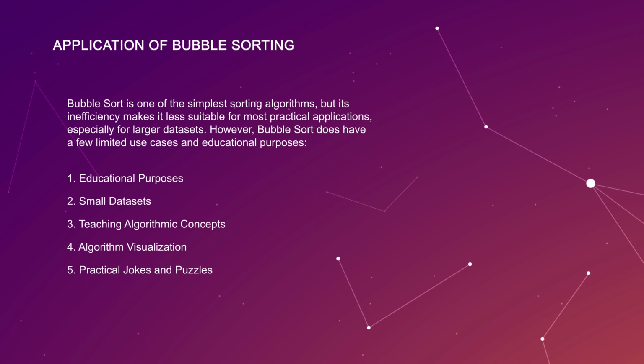The next important point is teaching algorithm concepts. Bubble sort helps in explaining concepts like iteration, element comparison and swapping. It can be used to demonstrate the difference between efficient and inefficient sorting algorithms.